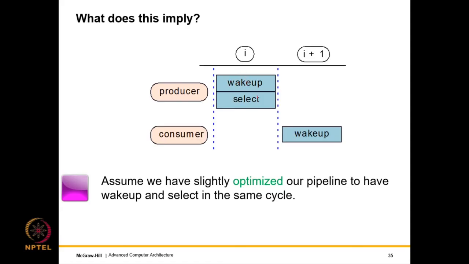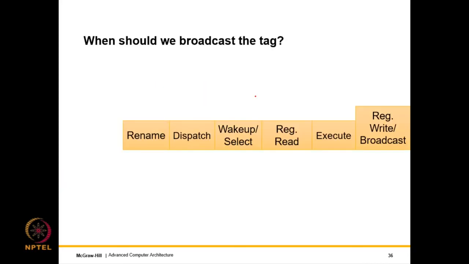In cycle I, let's assume we can do both wake up as well as select, right? So that would be like packing two very performance critical things together. But let's assume we have an optimized pipeline and good designers to do it. So then what essentially happens? This part of the pipeline would look like this: rename, dispatch, wake up and select, register read, we read the values from the register file, then we execute, and then we write to the registers.